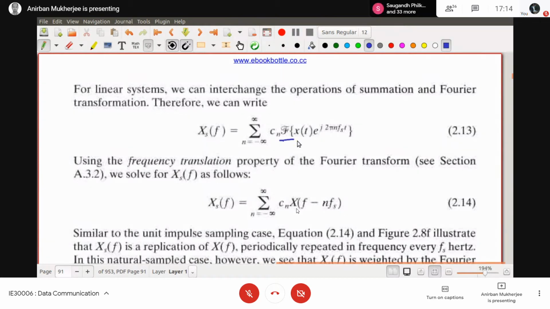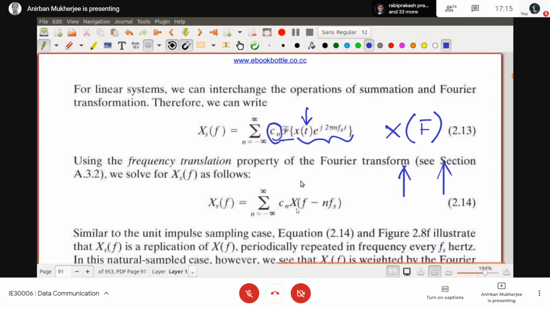that means you are taking the Fourier transform of this x(t) and e to the power j, this one. And what is the meaning of this? Fourier transform of these two multiplied means basically the convolution of the individual spectra. In this convolution, X(f) and e to the power j 2 pi n f_s means it is kind of a line spectra you are getting, with c_n multiplication. Okay, so it is like that.